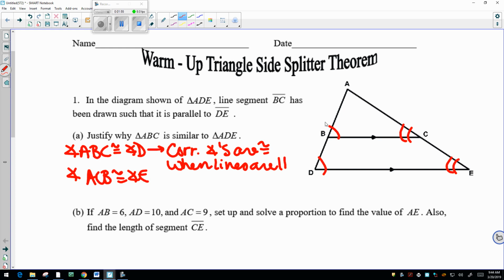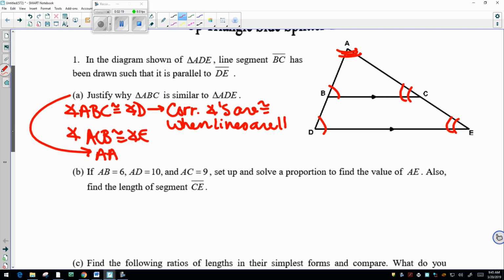Yes, and the reason we could say that they are similar is because of which method? Angle-angle. Okay. One other angle we did not take that we could have taken is which one? Angle A, right? So you could have said angle A is congruent to itself by the reflexive property, since those triangles are overlapping.